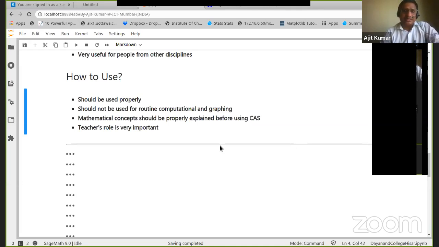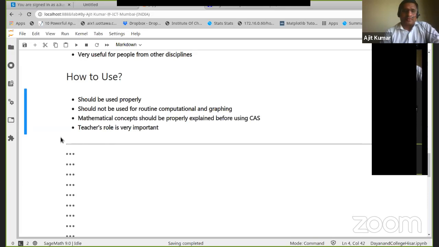Okay, so let us look at some applications of mathematical concepts using Sage Math. But before I show you some applications, let me just very briefly tell you how you can use Sage Math. You can also use Sage Math online. You need not install it in your system.